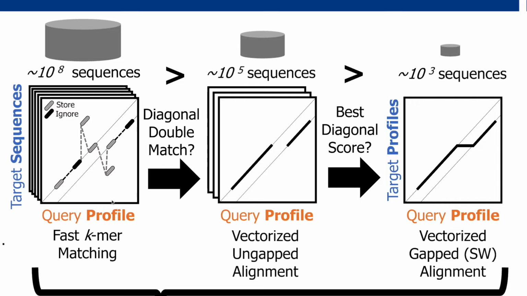If two k-mer matches have been found on the same diagonal in the k-mer matching stage, then sequences move on to the next stage for a vectorized ungapped alignment, and then finally, vectorized gapped alignment for those with sufficiently good alignment scores. Progressively, we process fewer and fewer sequences.